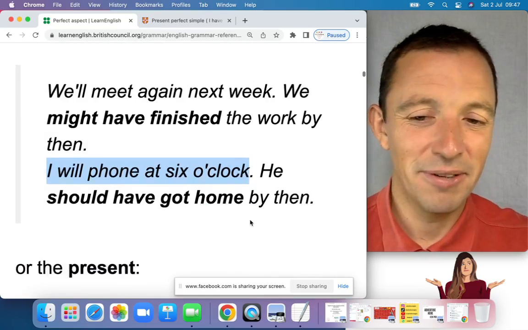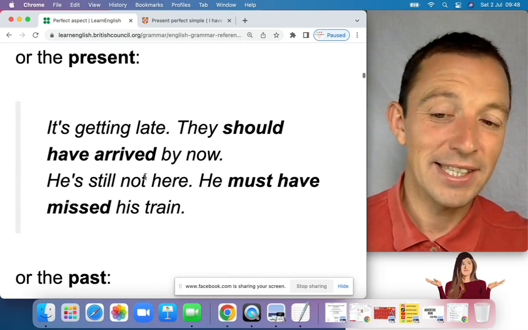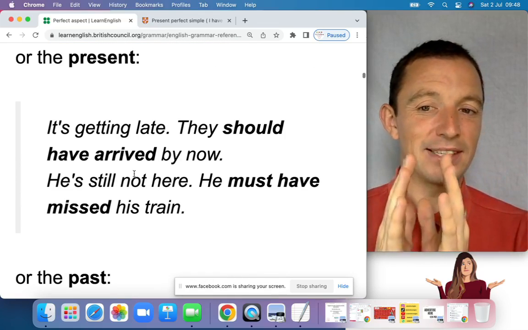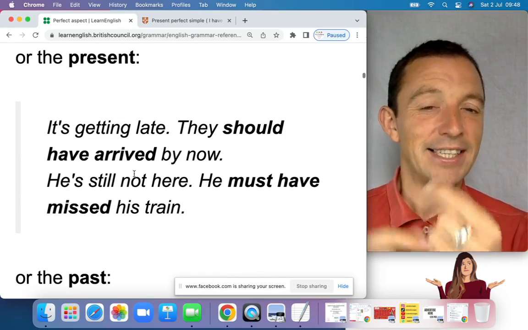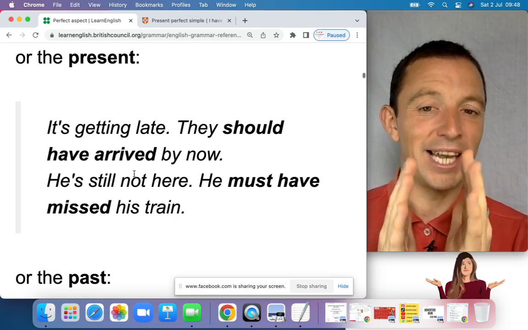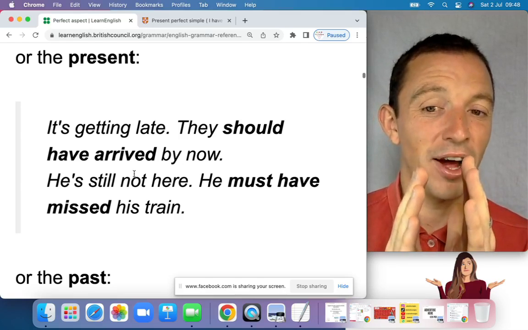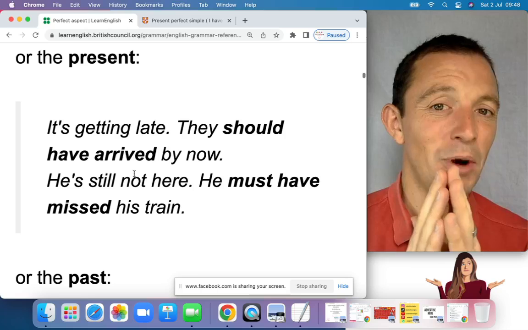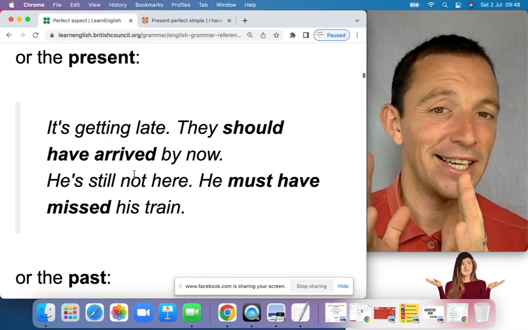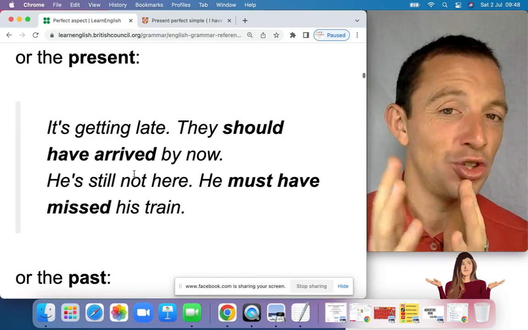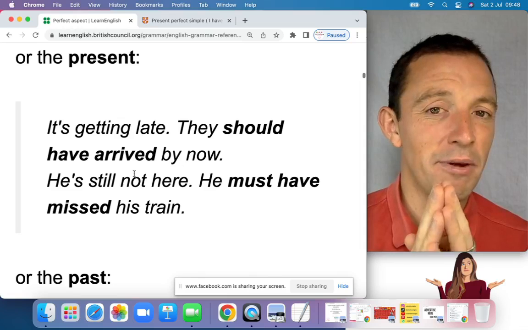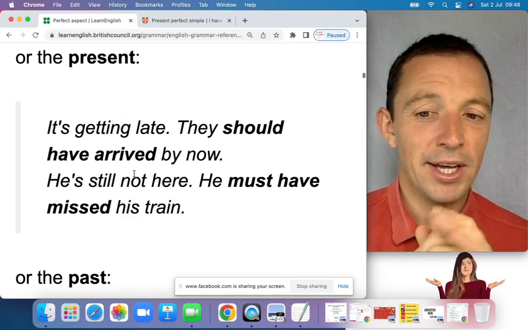Okay, so very interesting. Or the present, it's possible with the modals in the present. For example, it is getting late, in the present continuous. It is becoming late. They should have arrived until this moment, before this moment. I recommend that they should have, advice, they should have arrived before now.